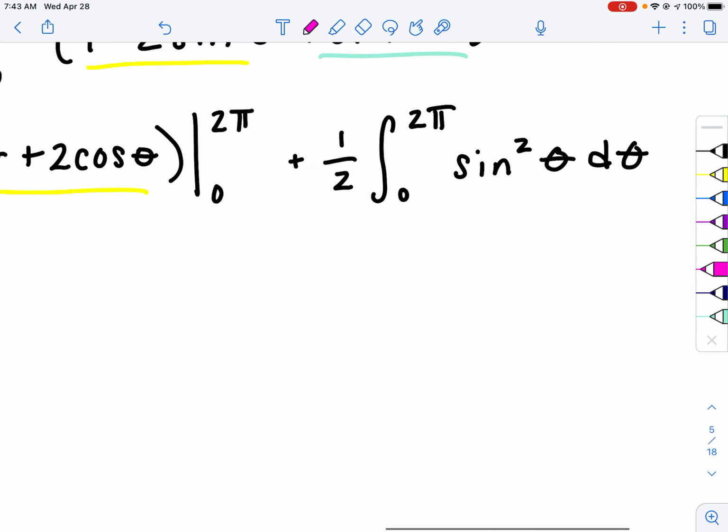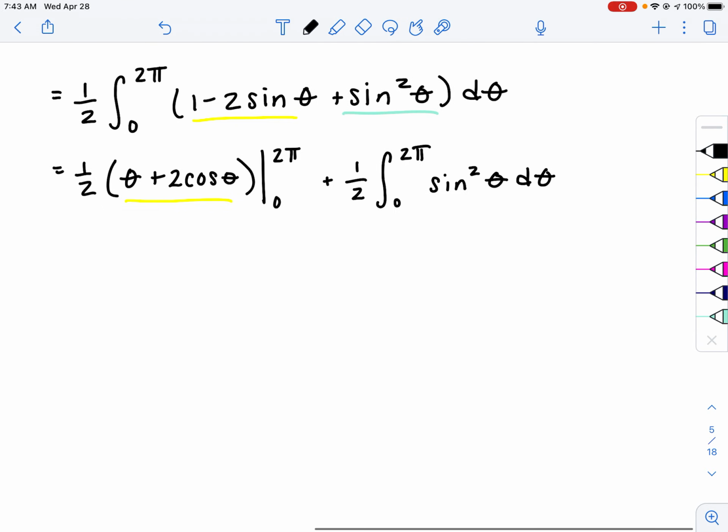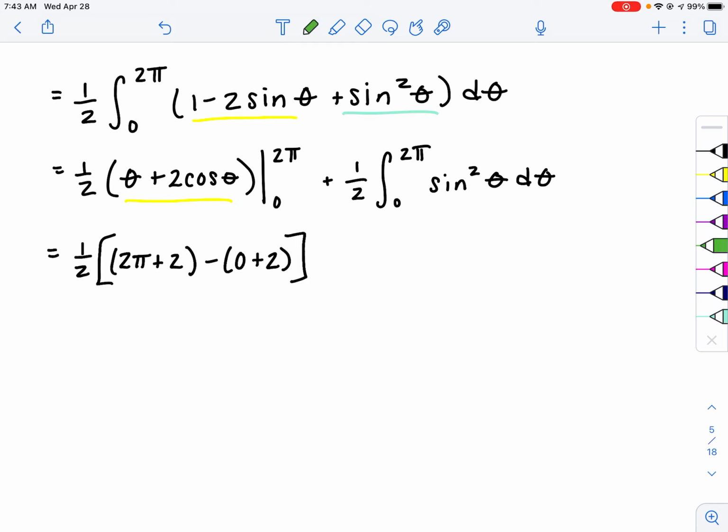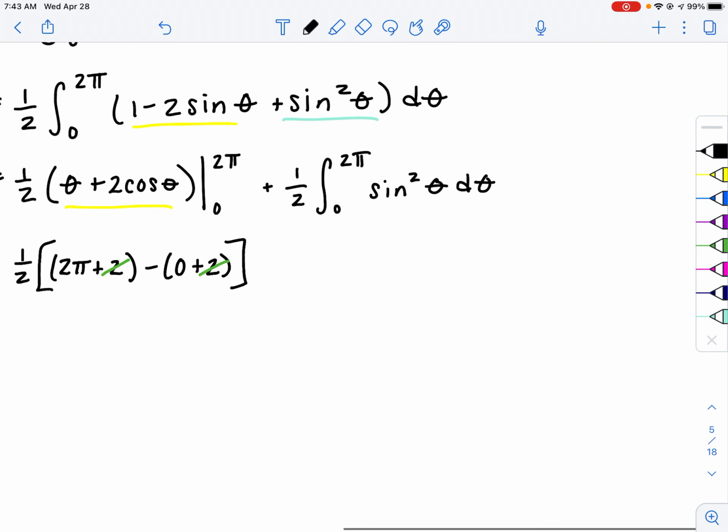We can actually integrate it. And there we go over here. Okay, so if I evaluate this part, I get 1/2. If I plug in 2 pi, I get 2 pi plus cosine of 2 pi is 1, so that's 2. Minus 0 plus 2 times cosine of 0 is also 2. So those 2's are going to cancel out, which is super nice. And we're just going to get 1/2 of 2 pi there, so we'll get pi.